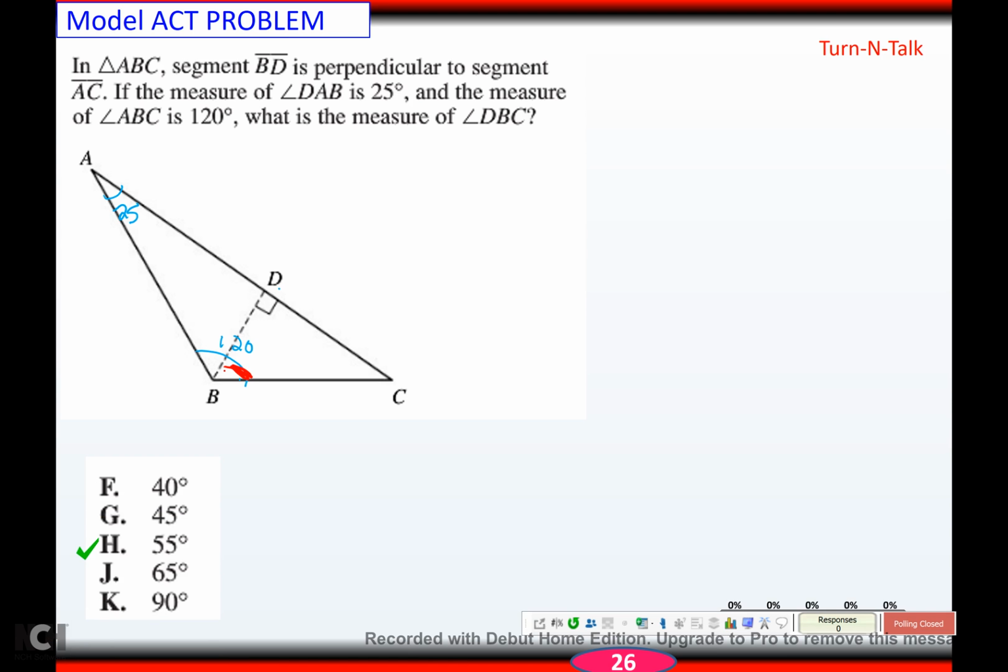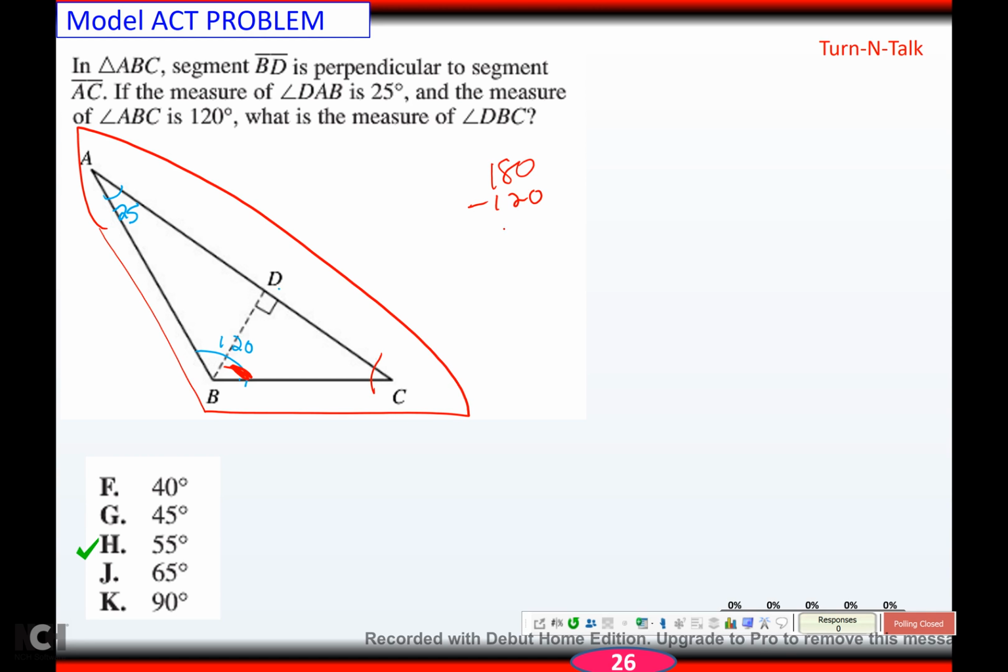If it was isosceles, you could assume that the perpendicular to the base would split it in half, but it's not isosceles, so we can't do that. Anyway, what I could do is figure out angle C from the big triangle. Looking at the big triangle, 180, take away 120, take away 25, leaves 35 degrees. So angle C has to be 35.